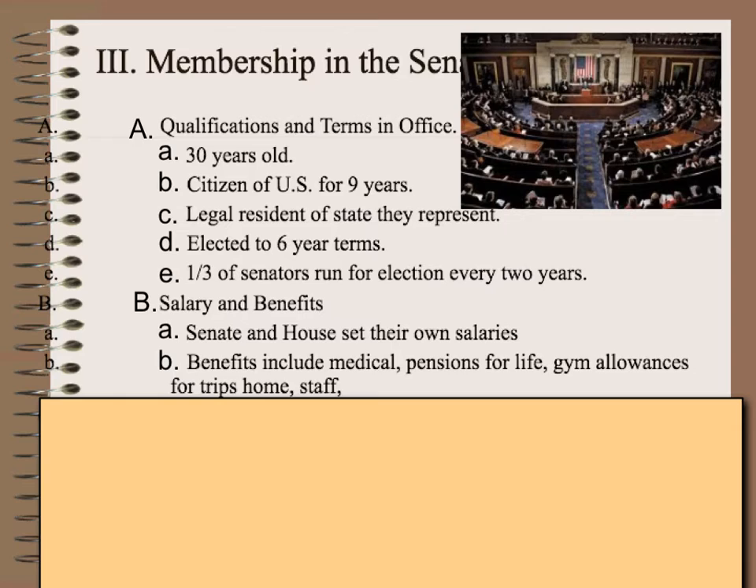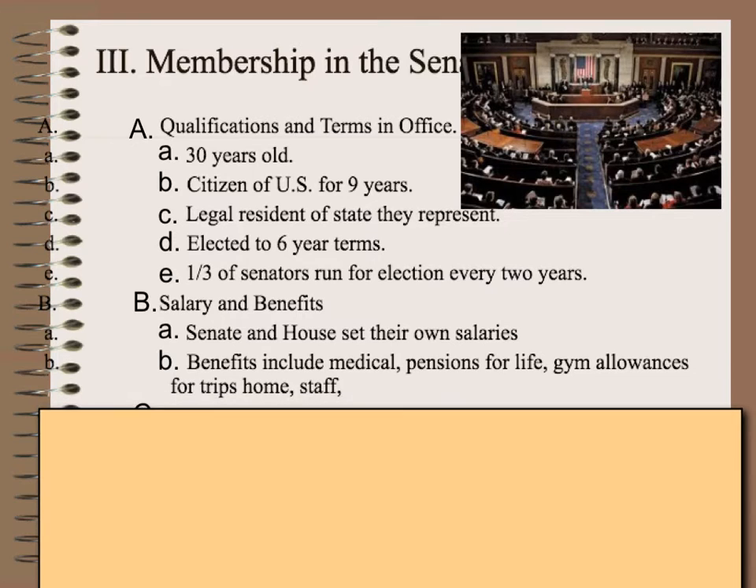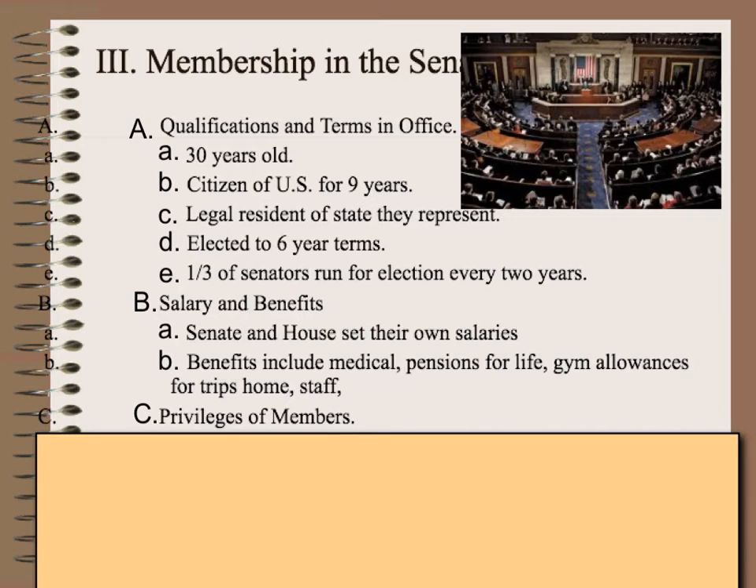And again, the medical and those kinds of things, they get that for life. So it's awful nice to be a senator, I guess. Privileges of membership. So there are other additional privileges that go along with it.